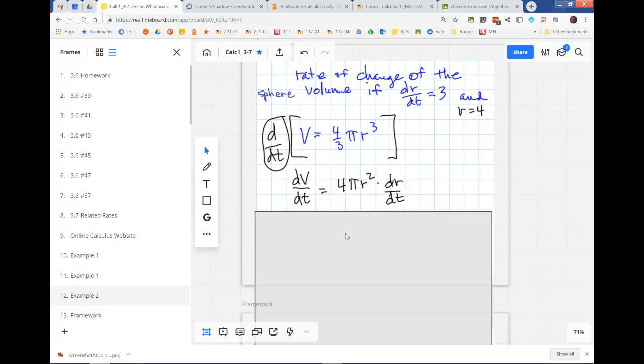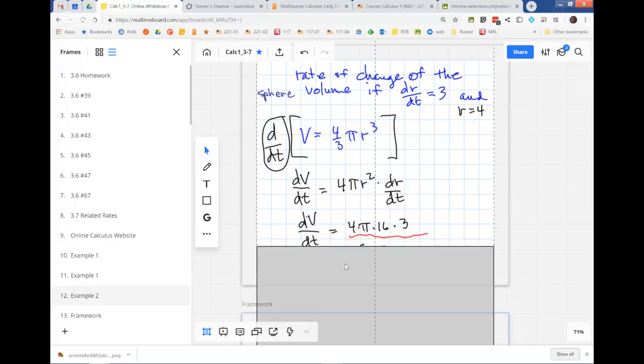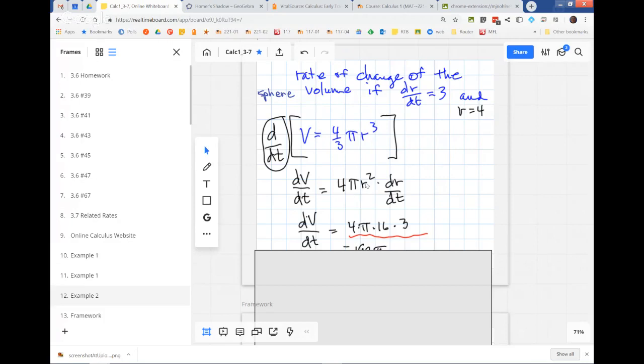Okay, so there's our derivative. That was simple. Now, plug in what you know. dr dt is 3, so we're going to plug in a 3 right there, and r is 4. So 4 squared is 16. 4 pi times 16 times 3. And so at what rate is the volume of this sphere changing when the radius is 4 inches? We don't know the actual amount, we don't know the label. It's 192 pi.